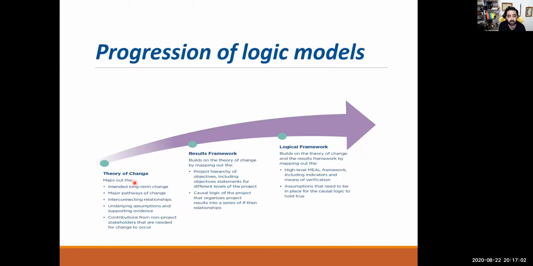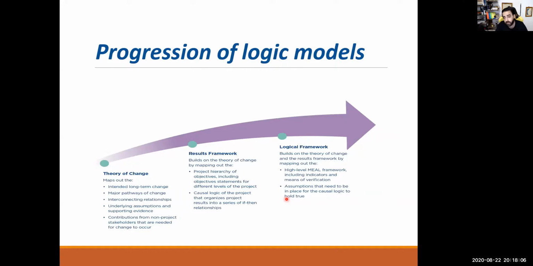After that, we will go to the result framework built on theory of change. The structure of the project, the hierarchy of the project objectives. So objective by objective to reach the overall outcome or the overall impact. I'm talking about results. The result is output, and after that IR, intermediate result, and after that the strategic objective, and after that the goal, for example. So the causal logic of the project organizes the project results into a series of if-then statements. Those who work with computers know if-then. Logical. If they got trained, they will gain the new skill. If they did not, they will not get it.